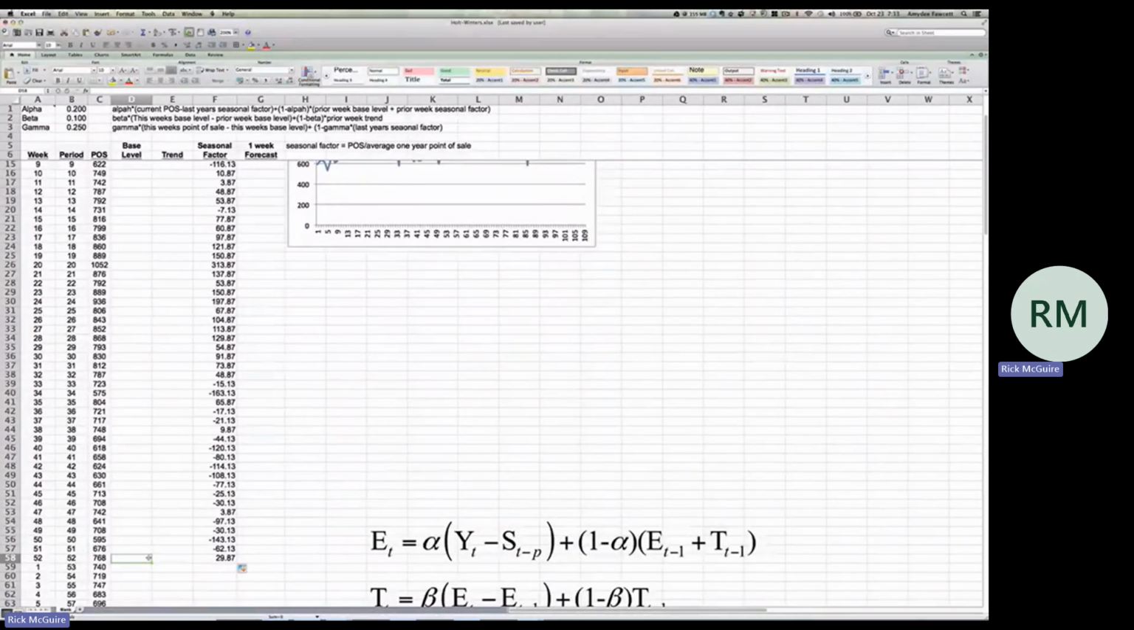Now we're going to continue to seed our elements. We have already seeded the seasonal factors. Now let's seed the baseline. This is actually quite simple. All I do is I take the actual point of sale observation, 768 in this case, and subtract from it the associated seasonal factor of 29.87. So I get a seeding estimate for the base level for week 52 of 738.13 units.